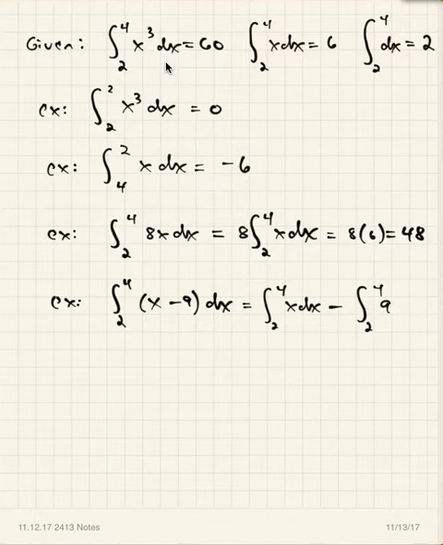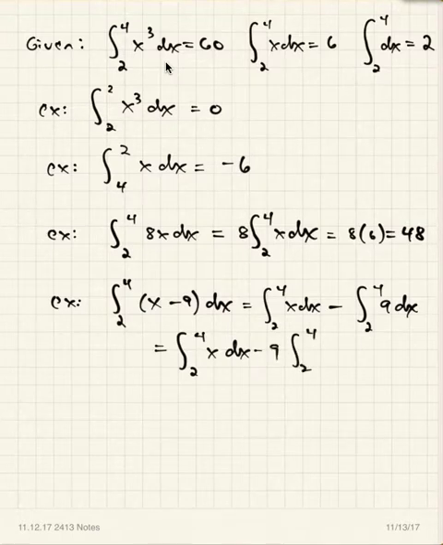9 dx. That's better. And what do I know I can do there? I know I can take out that constant factor. So that would be minus 9 times the integral from 2 to 4 of just dx. And so what do I get? The integral from 2 to 4 of x dx is 6, minus 9 times the integral from 2 to 4 of dx, which is 2. So you get 6 minus 18, or -12.